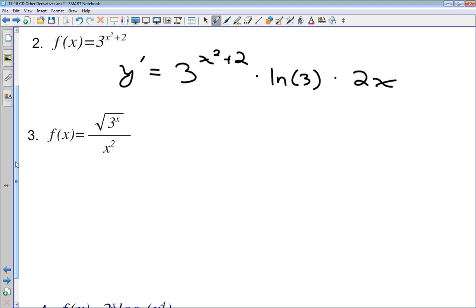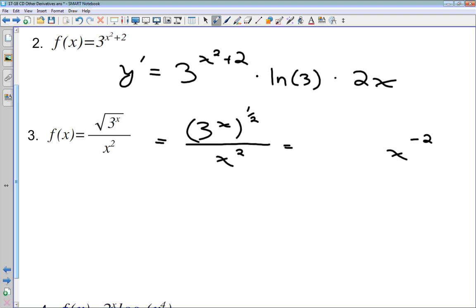So I think this one we want to rewrite it before we try to take the derivative. How would you rewrite this thing? I think there's two things we want to do here, Van. Root to 1 over 2. All right. So we could write it as 3 to the x to the 1 over 2, all divided by x squared. What else can we do? Okay, right? Yeah. So we'll do x to the negative 2.